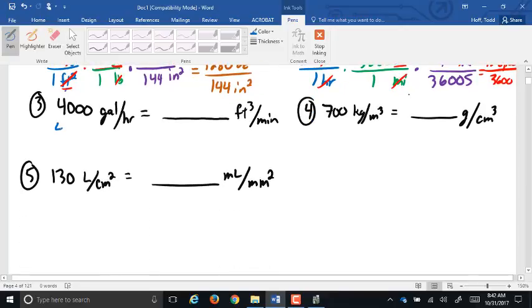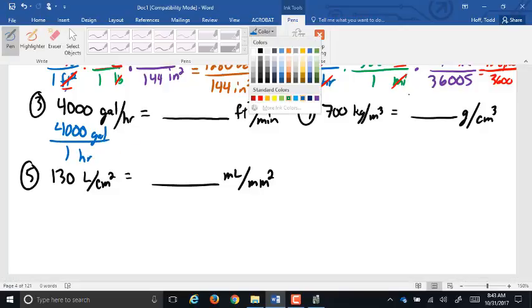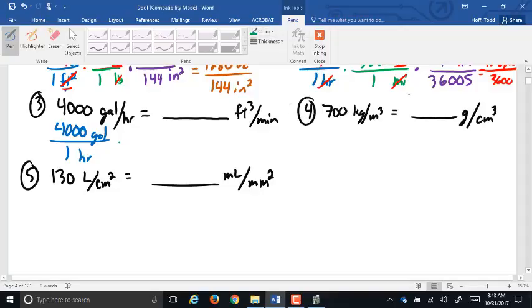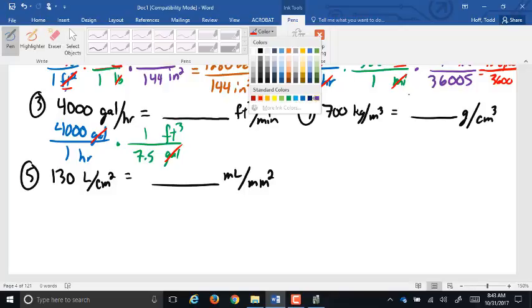Next, we've got 4,000 gallons per hour. So 4,000 gallons over 1 hour. That sounds like a pretty hefty pump, doesn't it? Let's go to the gallons first. What are we converting them to? Cubic feet. 1 cubic foot is 7.5 gallons. Gallons are gone. What else do we need to change?